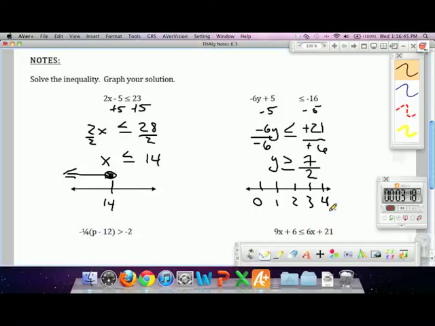Where does 7/2 go? Between the 3 and the 4. In fact, exactly between the 3 and the 4. You can estimate 7/2 by dividing 7 by 2, and you get the decimal answer of 3.5. So 3.5 goes right here in the middle.